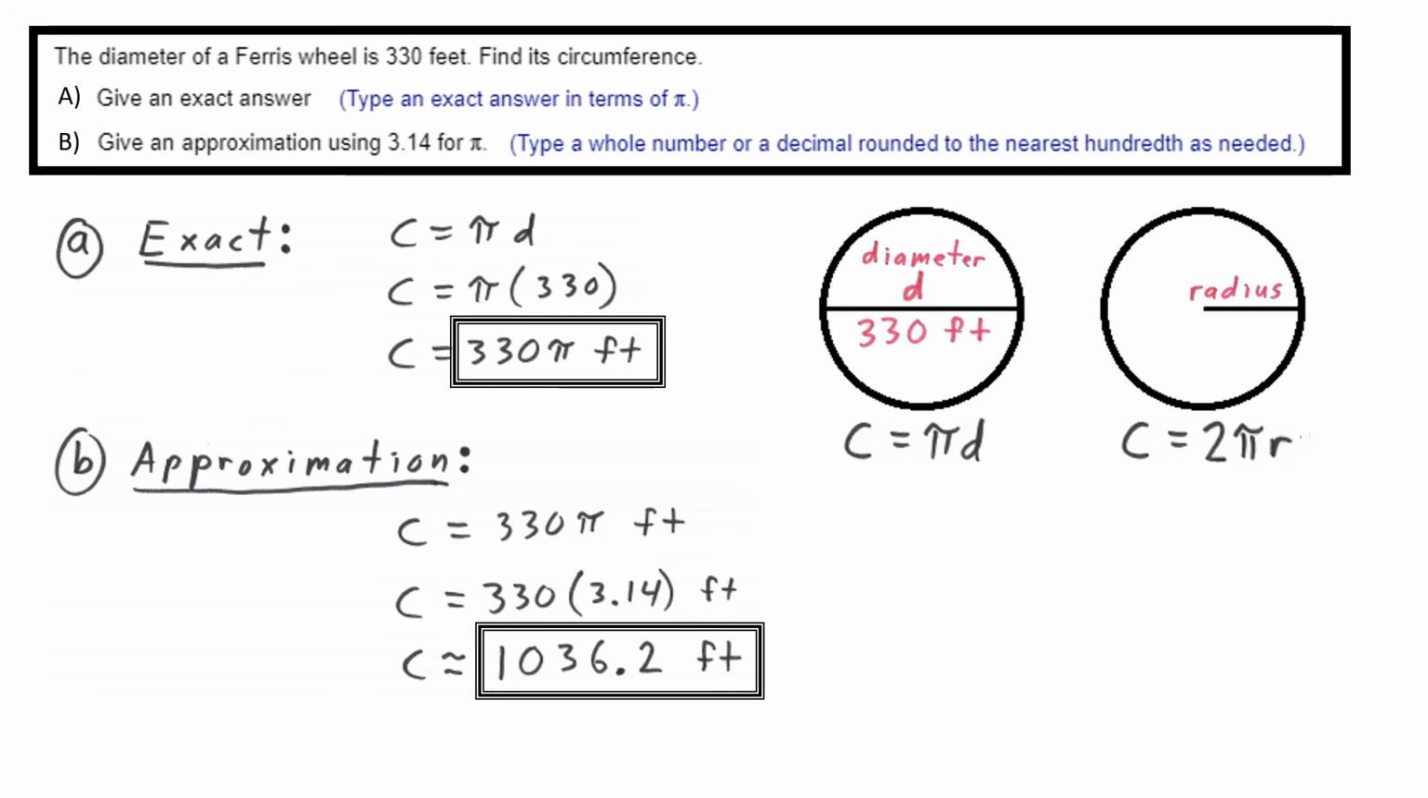In summary, if the Ferris wheel has a diameter of 330 feet, its circumference is exactly 330 pi feet, and its circumference is approximately 1036.2 feet.